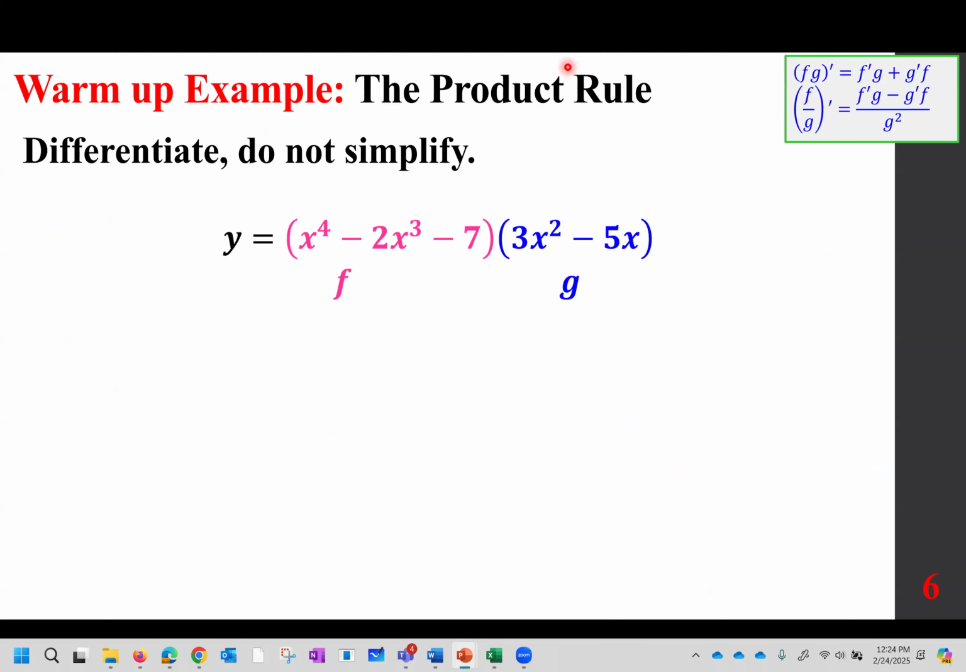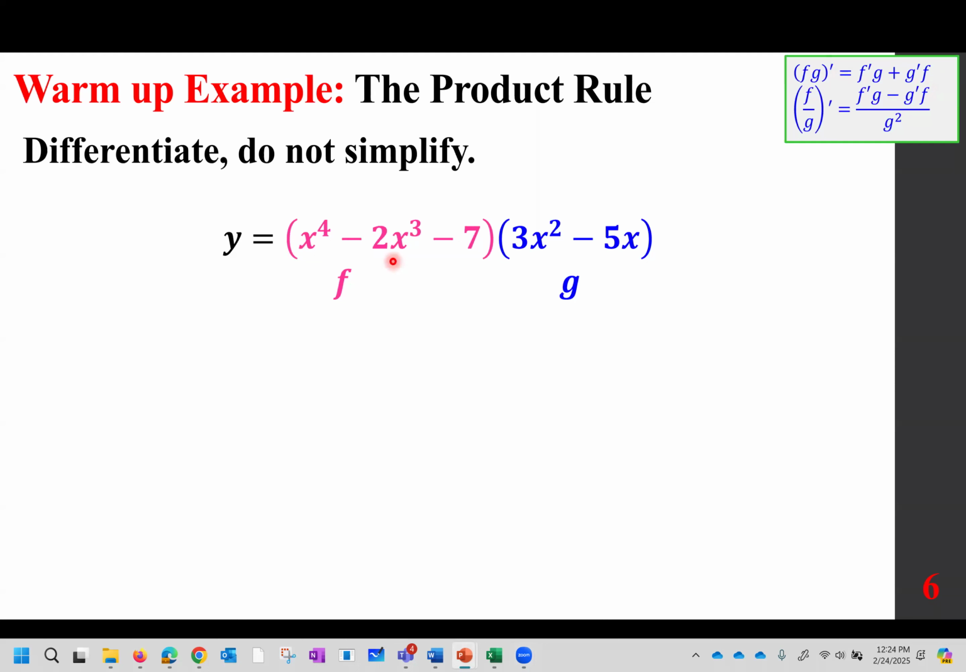Now, this is a warm-up example, which means I'm not going to finish it up. I just want to show you how easy it is to follow the rules. So if I'm doing this as a part of homework or exam, first I'm going to write the formulas I need from the memory, okay? Not from the PowerPoint or notes or anything. From the memory, I write this formula, and I'm going to go with f prime g plus g prime f.